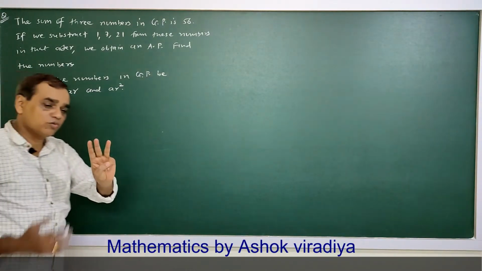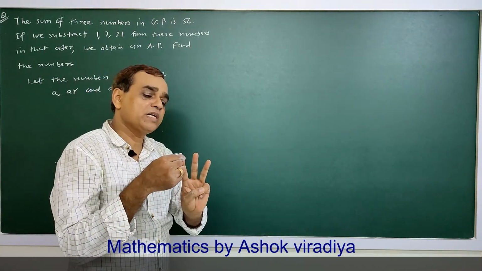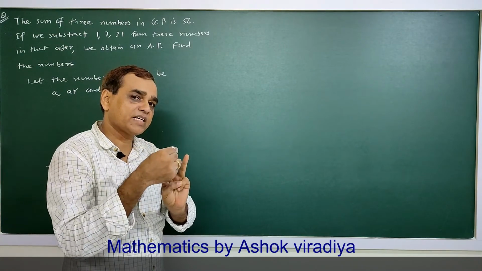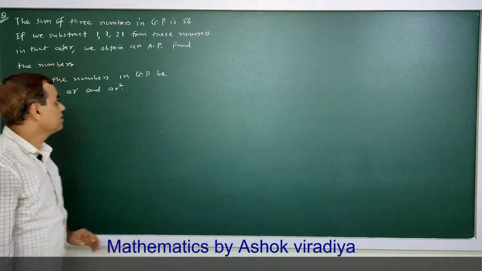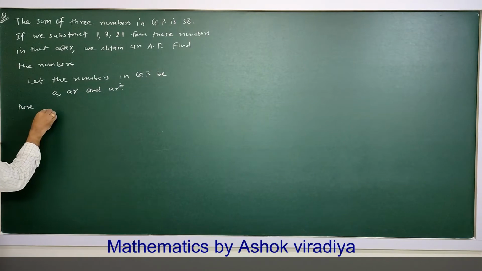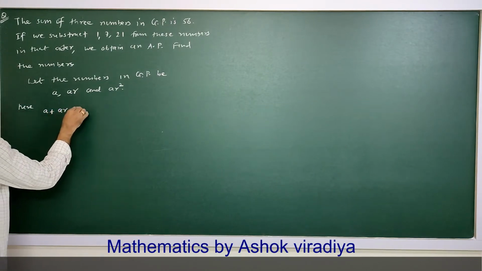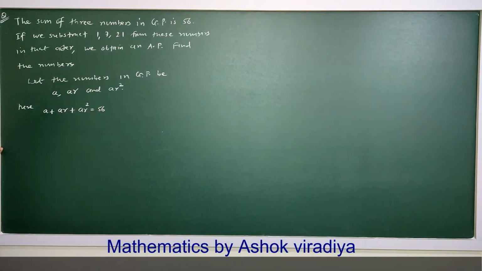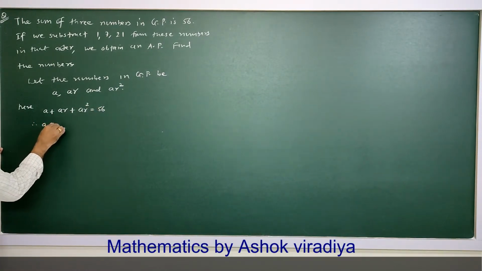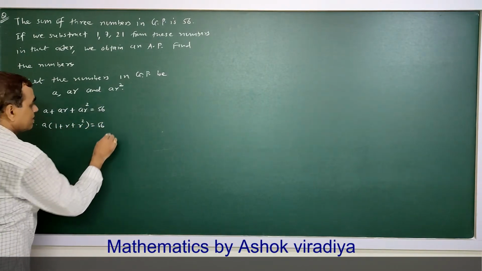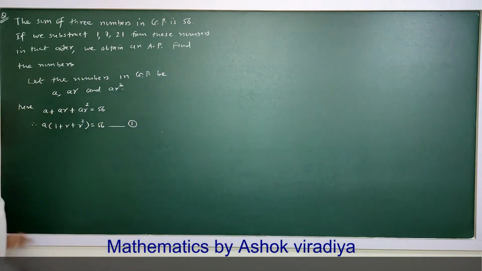Numbers in GP, so their common ratio should be same. First number is A, it is multiplied by R, so AR, next is AR square. Now, their sum is 56. So here A plus AR plus AR square is 56. Taking A common, 1 plus R plus R square is 56. Let me say this is result 1.